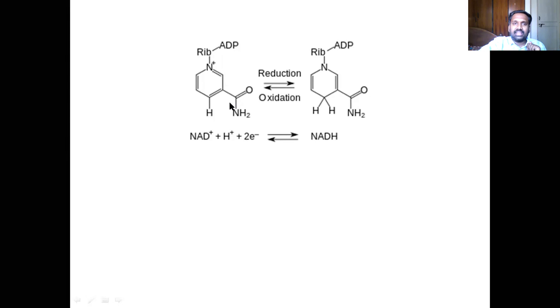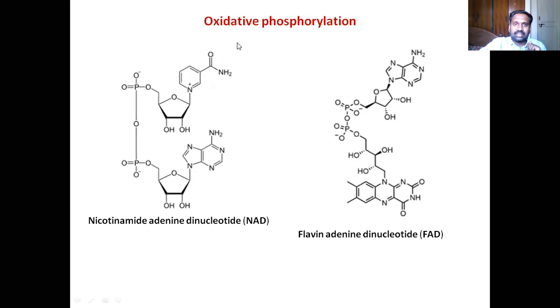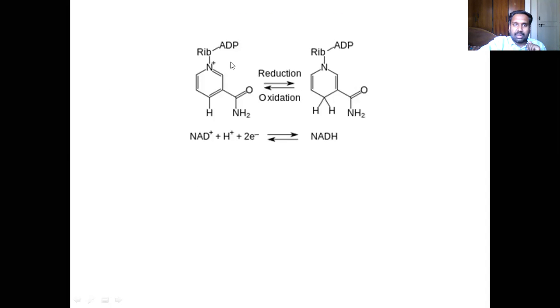Okay, this is the NAD. I have just shortened the other part, the ribose and the ATP part, and I'm only showing the structure of the nicotinamide part. The nicotinamide is an interesting moiety because it can reversibly undergo oxidation and reduction.